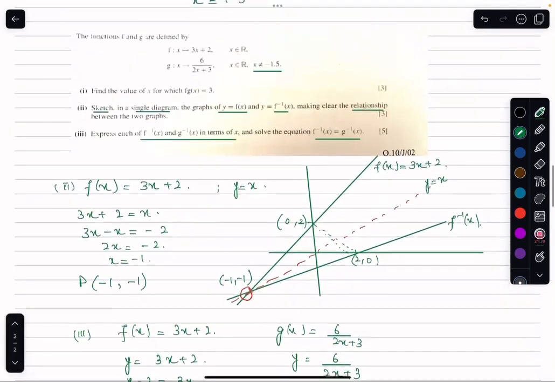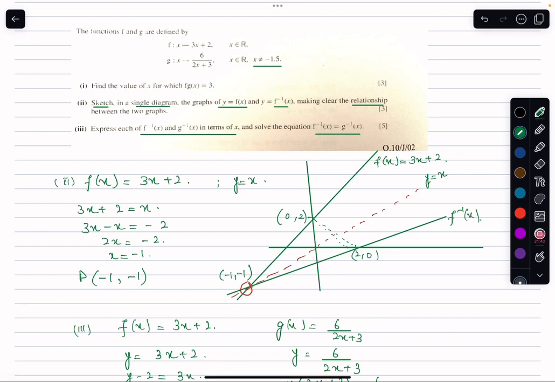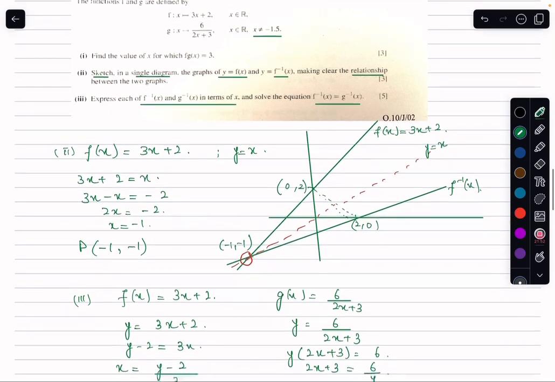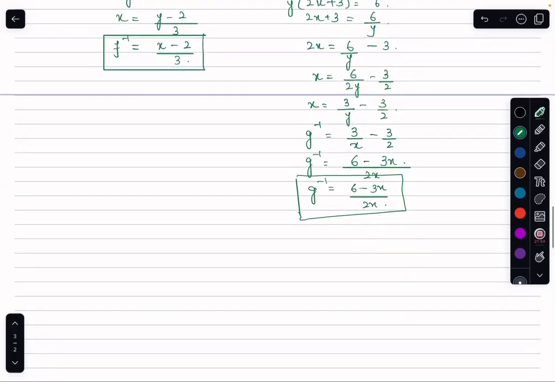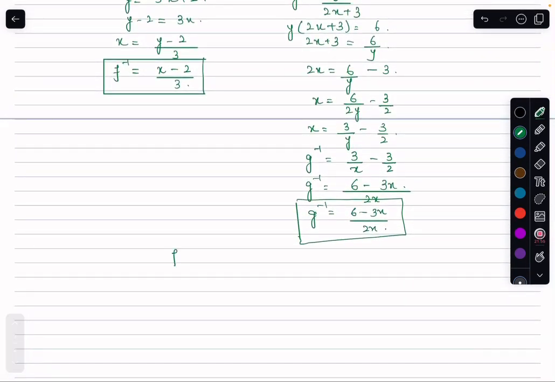The question also asked us, we have g inverse, we have x, and f inverse in terms of x. Now the question has asked us to solve the equation for f inverse, which equals g inverse. So for f inverse, we need to solve f inverse, which equals g inverse.